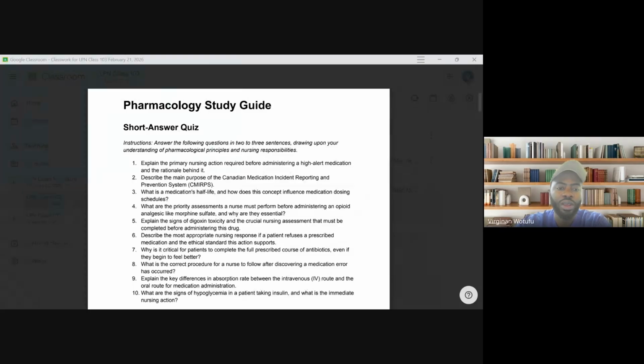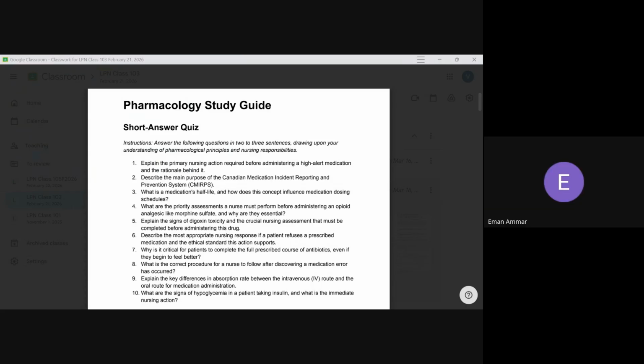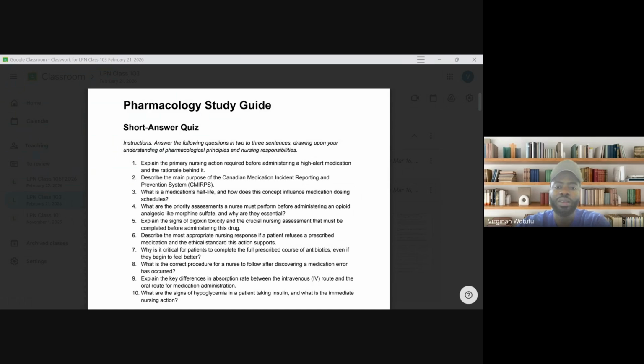So let's start with question 1. It states: explain the primary nursing action required before administering a high alert medication and the rationale behind it. They need a double check for high alert medication to prevent an interaction, or this high risk medication may be fatal for the patient, for allergy. Exactly, like you said, double check with another nurse independently to avoid medication error. Very important.